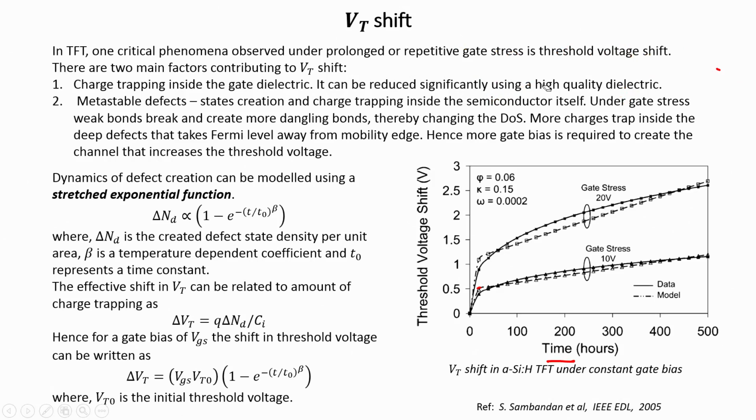Now, there are two mechanisms which result in this threshold voltage shift. Both these mechanisms are related to charge trapping, but the first mechanism is charge trapping in the dielectric and in interfacial states. So, although it is not written here, you can say it is dielectric and interfacial states, that is at the semiconductor insulator interface. Okay. So, these two are the first mechanisms that contribute to charge trapping.